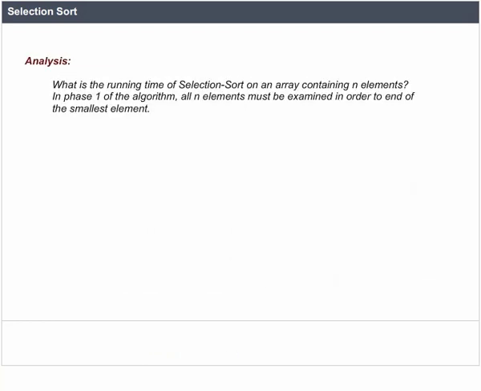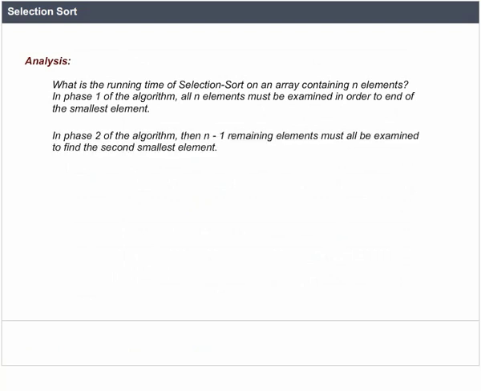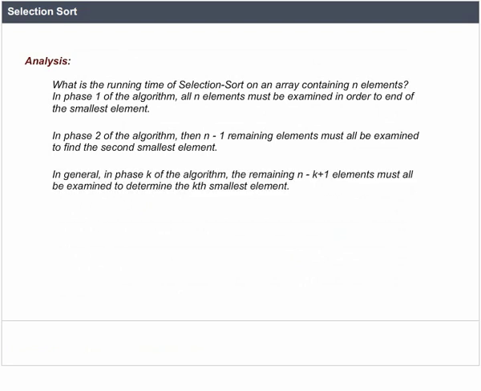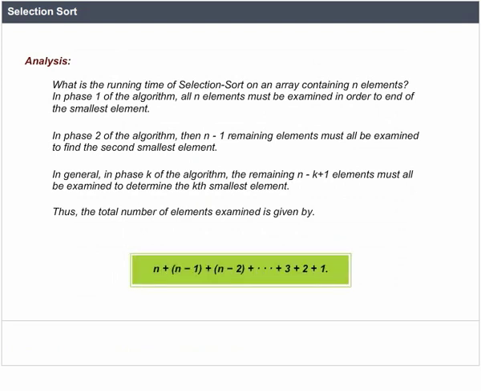Analysis. What is the running time of selection sort on an array containing n elements? In phase 1 of the algorithm, all n elements must be examined in order to find the smallest element. In phase 2, the n-1 remaining elements must all be examined to find the second smallest element. In general, in phase k of the algorithm, the remaining n-k+1 elements must all be examined to determine the kth smallest element. Thus, the total number of elements examined is given by n plus n-1 plus n-2 plus etc. plus 3 plus 2 plus 1.